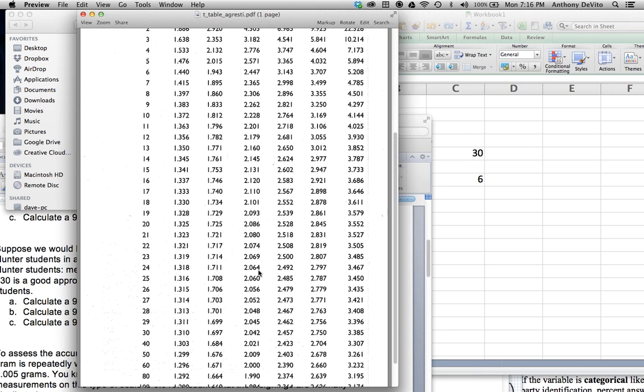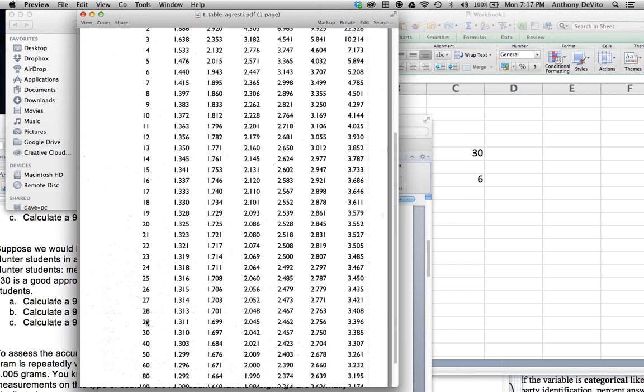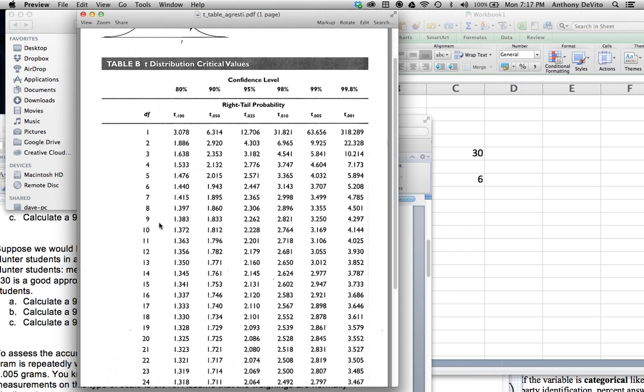Instead of, I'm sorry? Sorry, why not 25? Why are you using 25? Because this is not the n, it's the degrees of freedom. And the degrees of freedom are n minus 1. Okay, yes, that's true. Sample size minus 1. Sample size is 25. So I'm using 24 degrees of freedom, because this table, if you look at the top, is df, degrees of freedom, n minus 1.